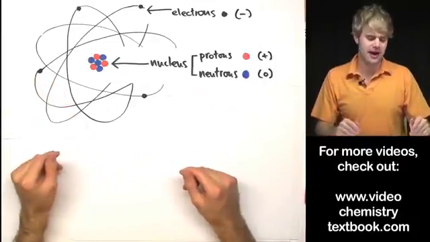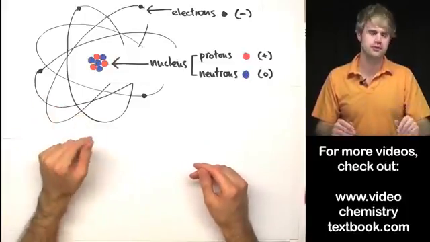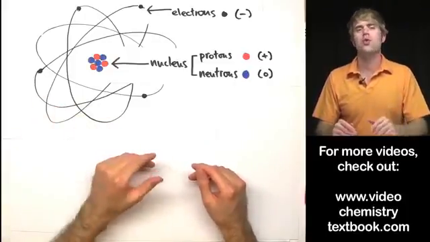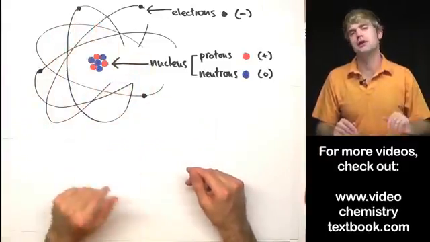Here's a diagram of an atom. It's not perfectly accurate, but for what we need right now, it's going to do just fine. So in this lesson, we're going to look at characteristics that we can use to describe atoms like this one.